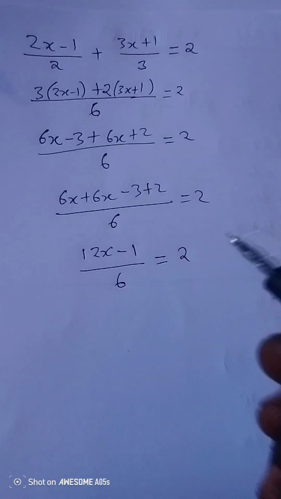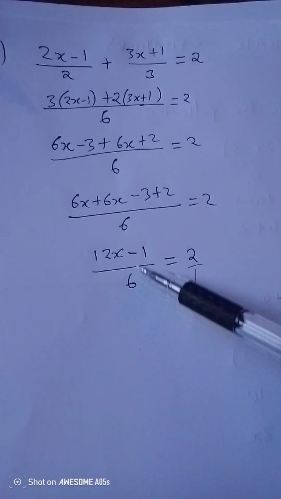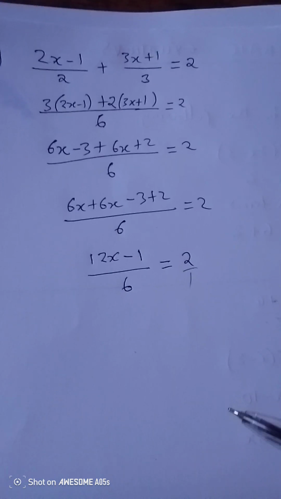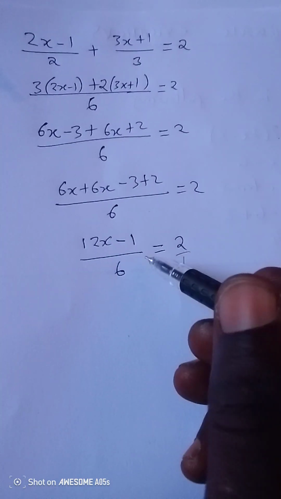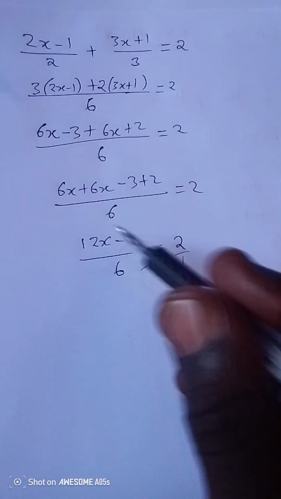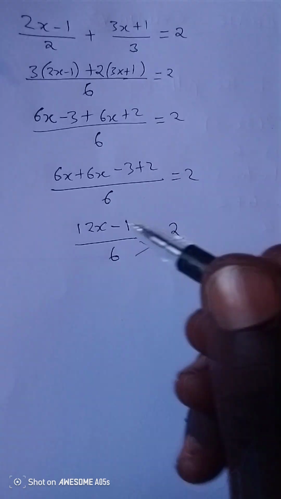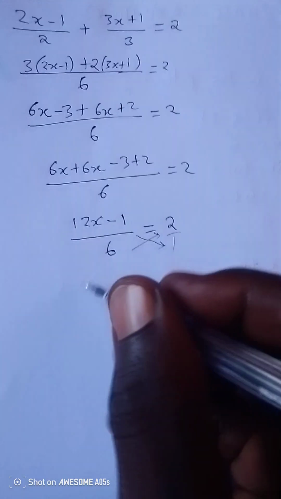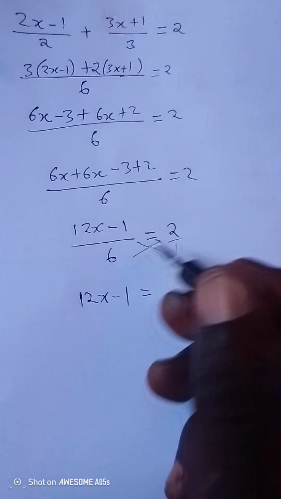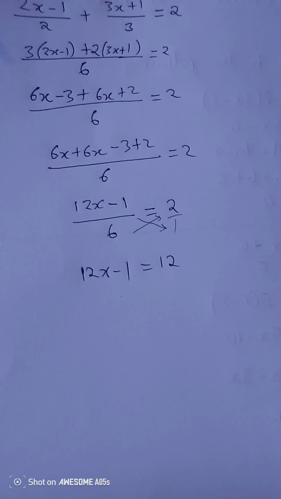It's at this point that we realize that there is only one fraction here and one fraction separated by an equal sign. Hence, we cross multiply. So we are going to cross multiply this one and this one, this one and that one. 1 times anything, the answer is anything. So the anything in our case is 12x minus 1 equals 6 times 2, we are getting 12. So that is our case there.